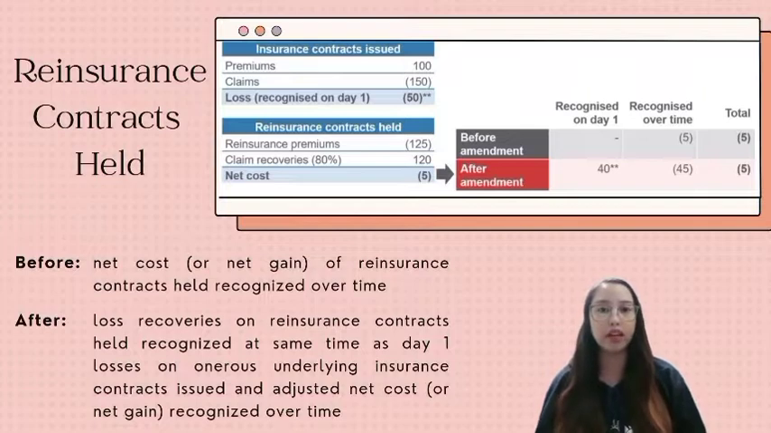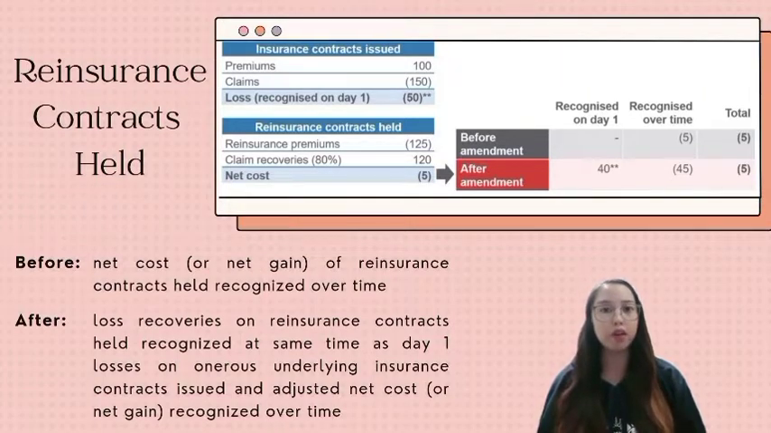and yung loss recovery naman po na 40 sa reinsurance contract held will be treated as early recognition ng portion of claim recoveries. Yung loss and loss recoveries daw po ay dapat magkaiba yung kanilang line item sa profit or loss and kailangan po silang i-disclose separately sa notes.